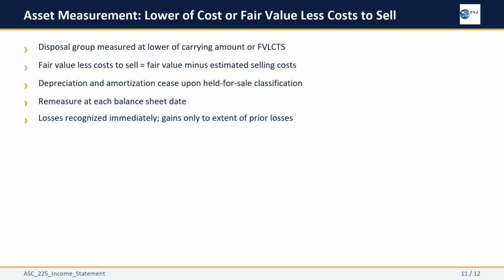Assets and liabilities in a held-for-sale disposal group are measured at the lower of carrying amount or fair value less costs to sell, abbreviated FVLCTS. This is essentially a net realizable value concept. What would you actually put in your pocket after commissions, legal fees, and closing costs? The moment you classify assets as held for sale, depreciation and amortization stop. The asset's value is now driven by the market, not by consumption. Remeasure at every balance sheet date and recognize any impairment immediately. Recoveries can be recognized, but only up to the cumulative impairment previously recorded.